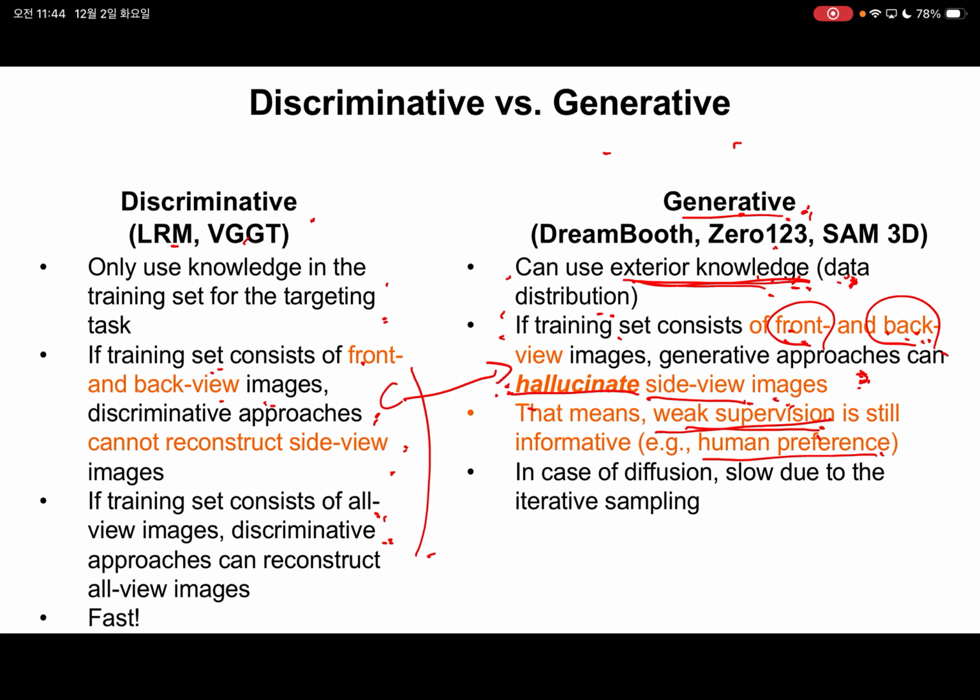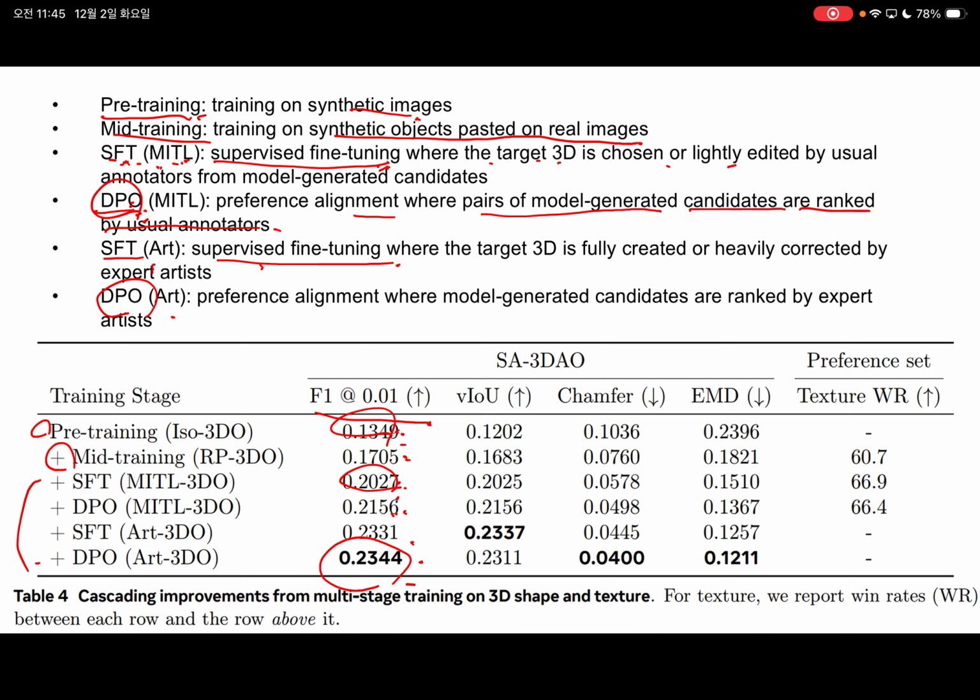And for the time, many people are actually making diffusion fast, but compared to the discriminative approach it is usually slow, because for diffusion we need iterative sampling, which makes inference a little bit slow. Time is also different, but the major difference is whether we can use exterior knowledge for the data set sampling, output sampling, or just use knowledge in the training set so that we cannot hallucinate unseen objects.